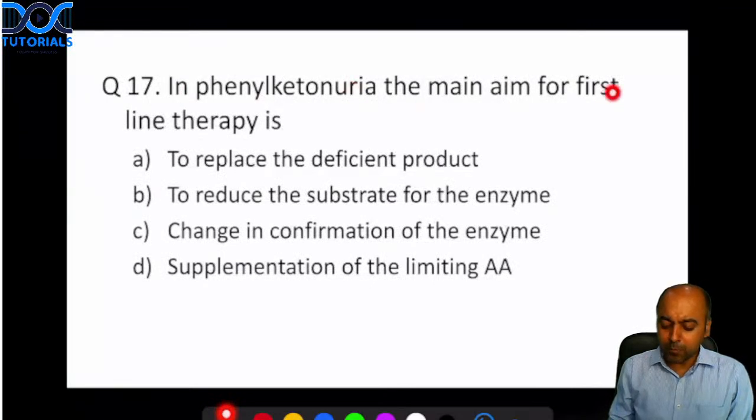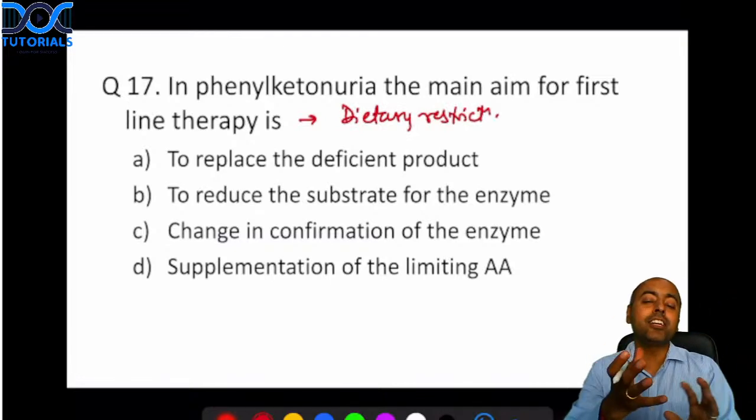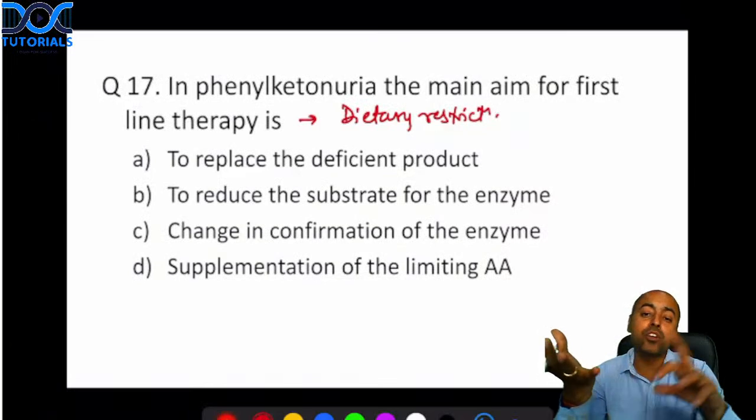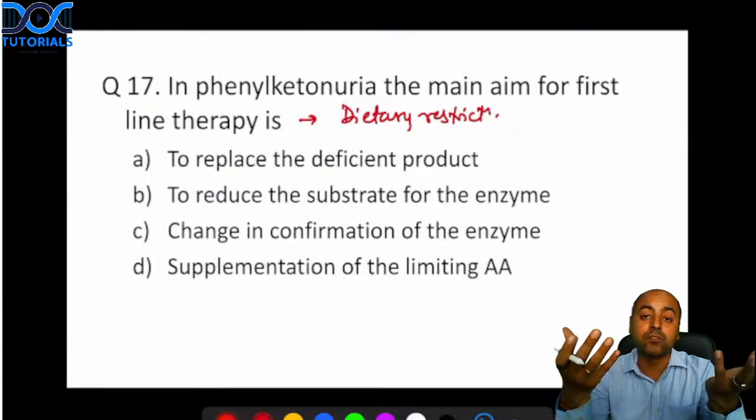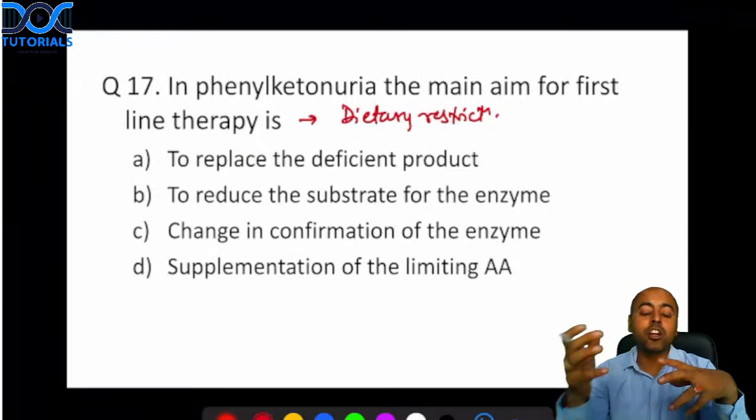In phenylketonuria, what is the main aim of first line therapy? First you have to know what the first line therapy is. First line therapy is dietary restriction. Why do you want to do the dietary restriction? Because phenylalanine will accumulate. It will give rise to phenyl lactate, phenyl pyruvate, phenyl acetate, which cause the mental retardation. So we want to decrease the phenylalanine so that the abnormal metabolites are not formed.